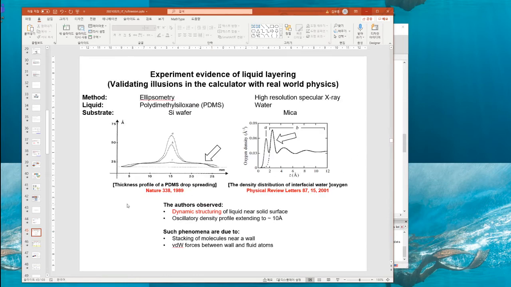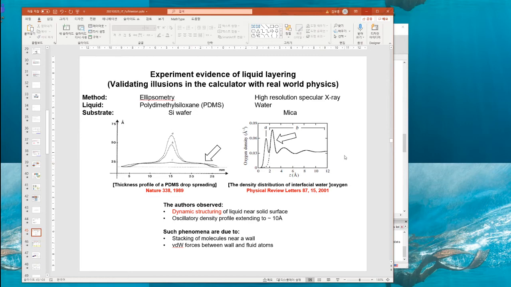Okay, this is very great work in Nature, 1989. They dropped a small droplet of PDMS liquid, and they saw that the spreading has some steps in there, because when they have small molecules, these molecules are layered and they build a step-like structure, and this is called dynamic structuring. And in Physical Review Letters in 2001, when they have water molecules near the interface, they see that the oxygen molecules have peaks like that. And this is very strong evidence of molecules being layered on the interface.